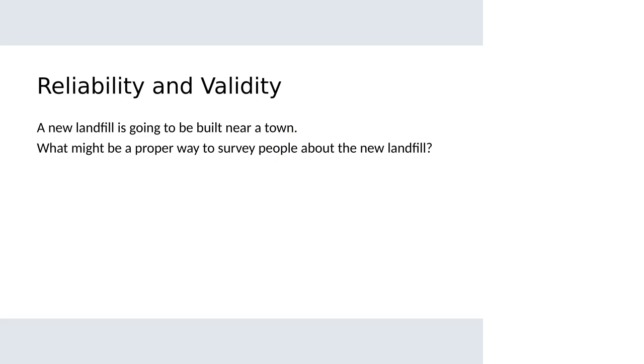Okay, they're going to build a landfill, and what would be a proper way to survey people? You don't want to ask the 100 that live closest to the landfill. I tend to agree with you on that. Sometimes questions of reliability and validity are not completely black and white, but this one, I think, asking the people who live right next to where the landfill is going to be built, probably not a random, unbiased sample. So what would be a good way?